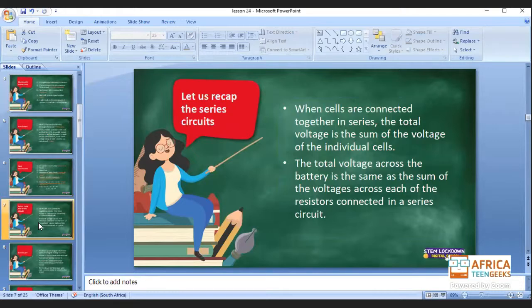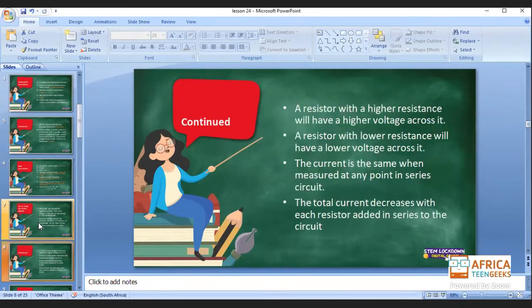Before I actually introduce you to parallel circuits, let us all recap the series circuit. We said when cells are connected together in series, the total voltage is the sum of the voltage of the individual cells. The total voltage across the battery is the same as the sum of the voltage across each of the resistors connected in series circuits. That's a rule. We've just discussed it now.